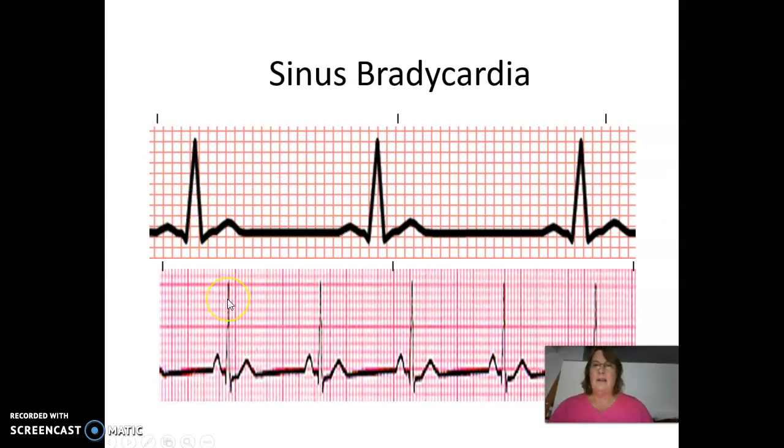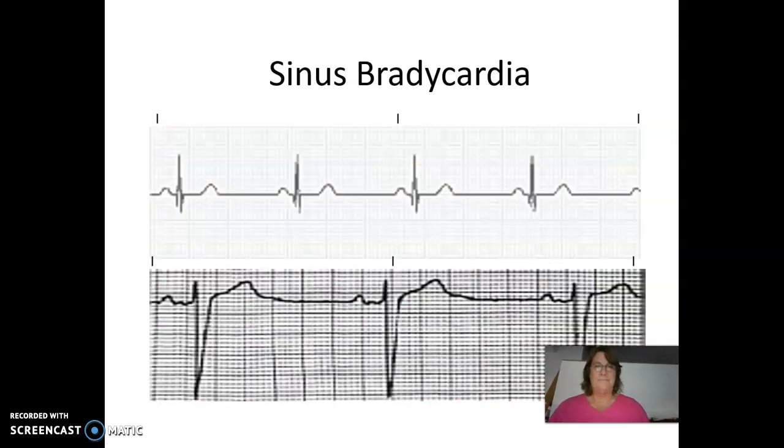So this one here, I have a regular rhythm. My rate is 1, 2, 3, 4, 5, so a rate of 50. I have a sinus P wave for each and every QRS. My PR interval looks like it is 1, 2, 3, just a little over 3 boxes, so about 0.14. QRS looks normal. It looks like it's a normal width, and it looks like it's about 0.06. And my QT interval looks like it's 6, 7, 8. It's about 0.36. So I would chart that SB at 50.